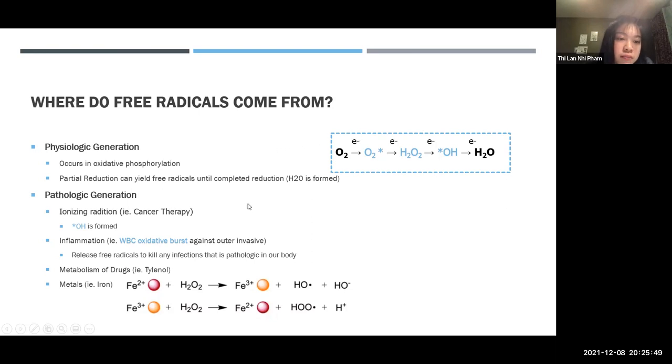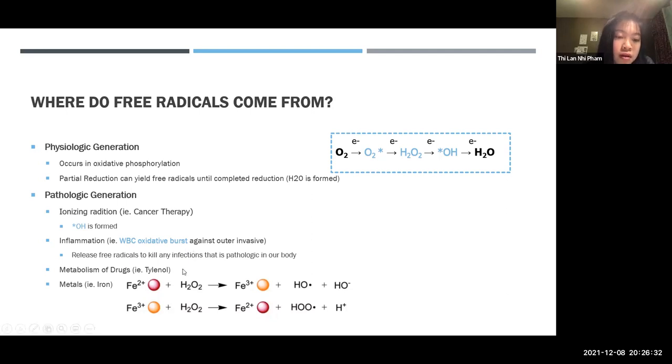The second thing is pathologic generation. For example, when we do cancer therapy, also known as ionizing radiation, hydroxyl free radicals are formed. And among these three, the hydroxyl free radical is the most dangerous. Free radicals are also released by a natural process in our human body when we fight against outer invaders, and it's called the white blood cell oxidative burst. It generates free radicals to kill pathogens in our body.